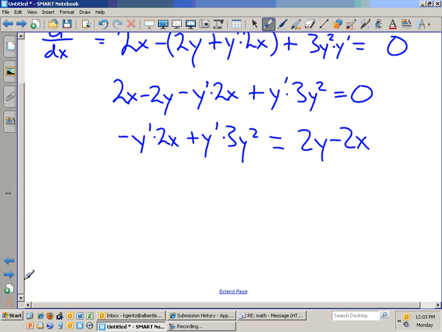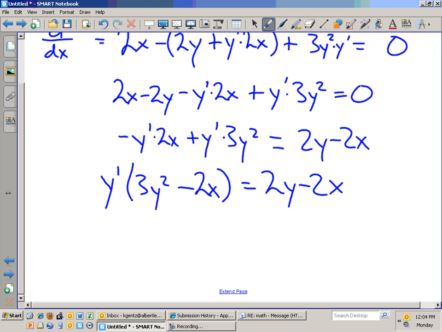Now what should I factor out? That's the magic. If I factor out a y prime, I get a positive 3y squared minus a 2x, equals 2y minus 2x. Right here, I have the negative 2x right there. I have the positive 3y squared right there.